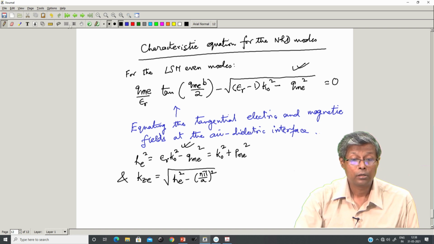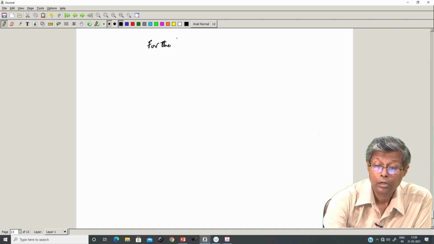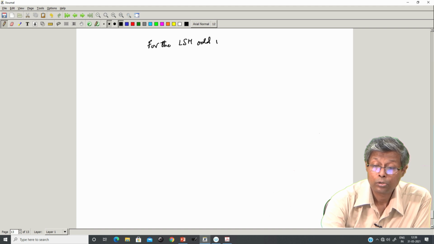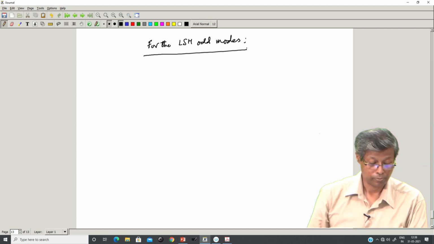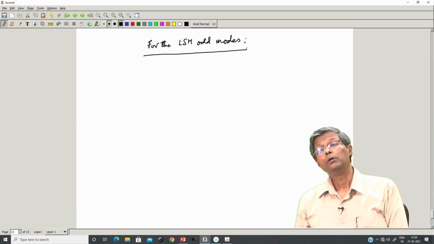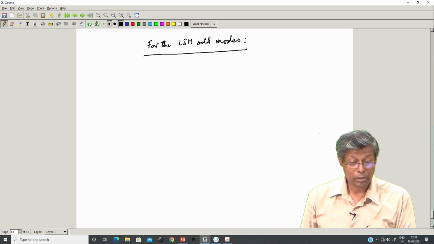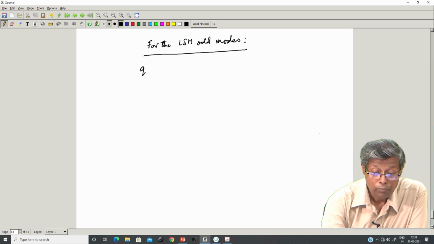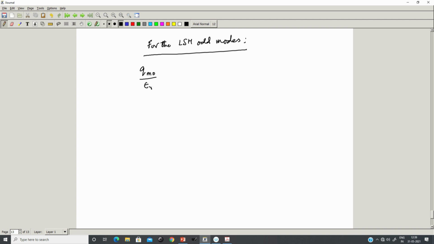So, similarly for the LSM odd modes, by the same methodology, by equating the tangential electric and magnetic fields at the air dielectric interface, we will obtain q_mo by epsilon r, cot(q_mo b by 2) plus root of (epsilon r minus 1) times k naught square minus q_mo square equal to 0.